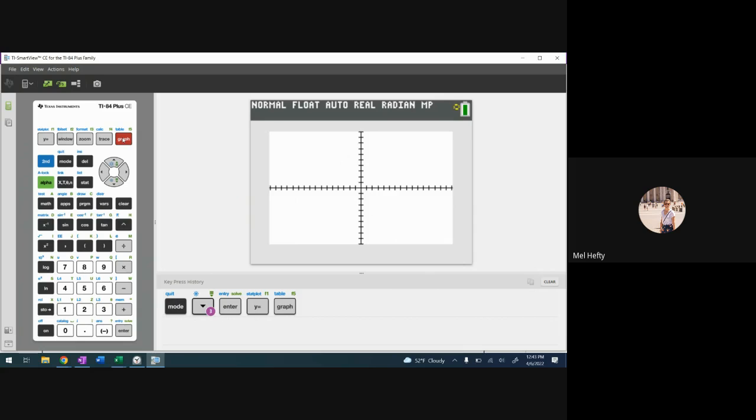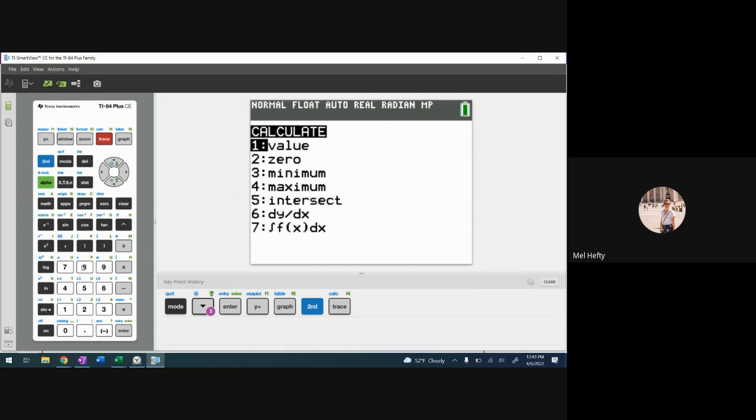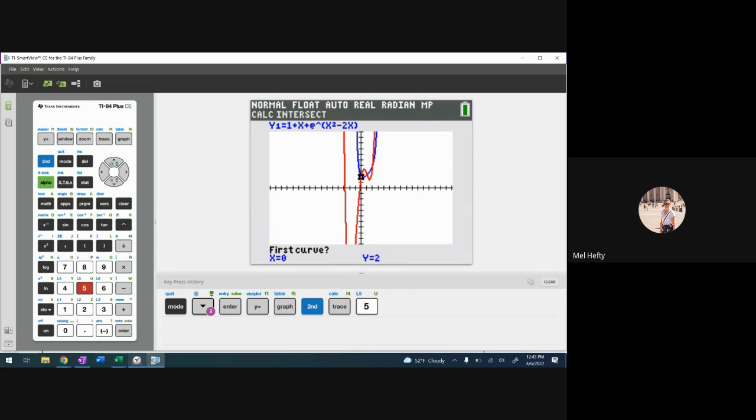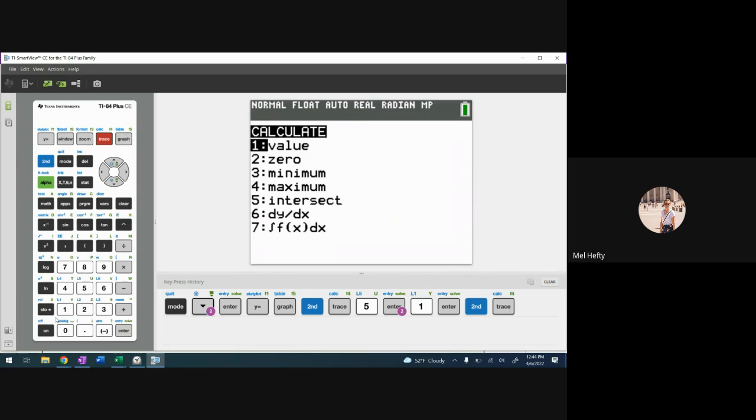Real quick, I'm going to go to my graph. Can you remind me, how do I do the intersection point? Second, trace, and we're going to do number 5. First curve, you can press enter. Second curve, you can press enter. For the guess, you want to make sure you're closest to the intersection point with your cursor, or you can do 1 and enter. Yep. So second, trace, number 5.